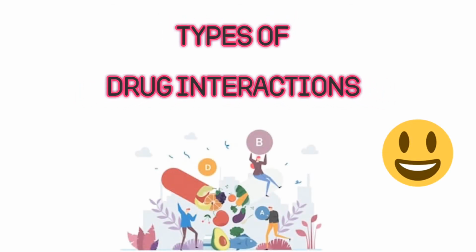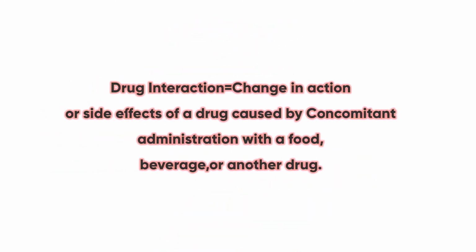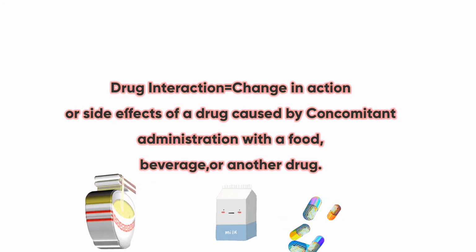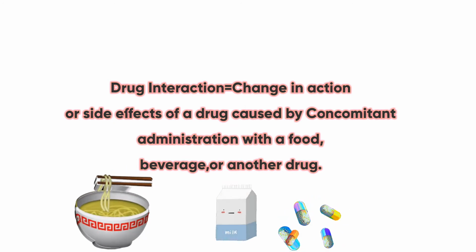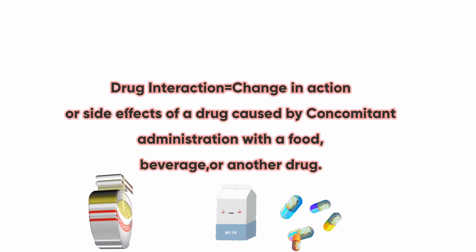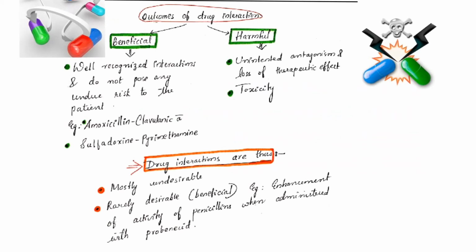In this video, we are going to learn about drug interactions and its types. So what is drug interaction? It is the change in action or side effects of a drug caused by concomitant administration with a food, beverage, or another drug. The outcomes of drug interaction could be beneficial or harmful.